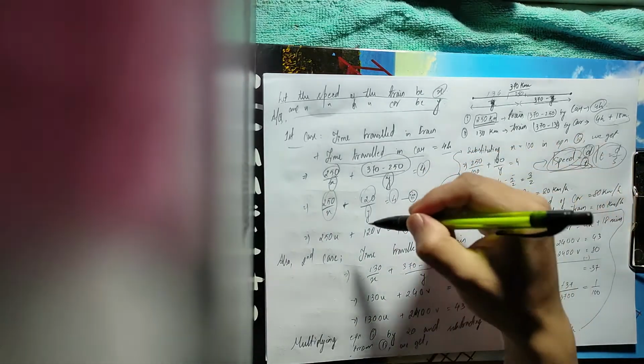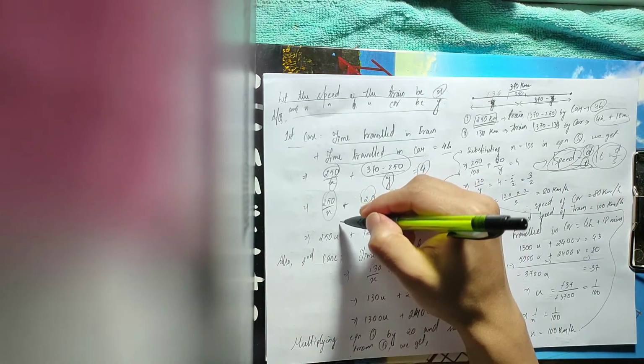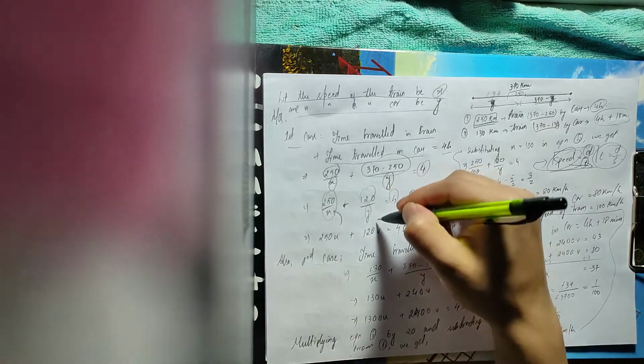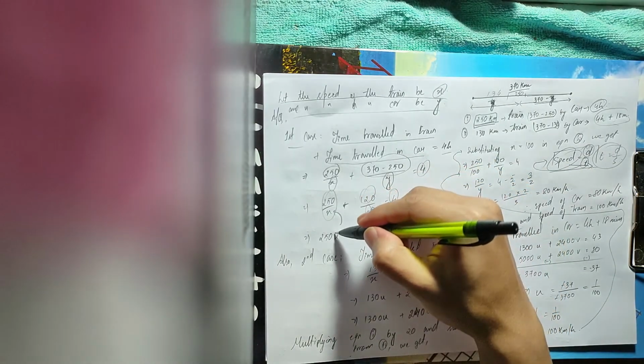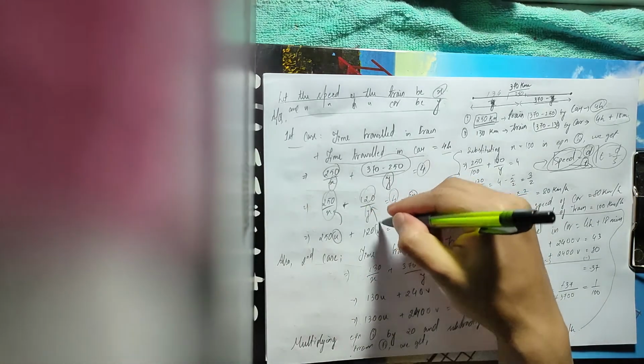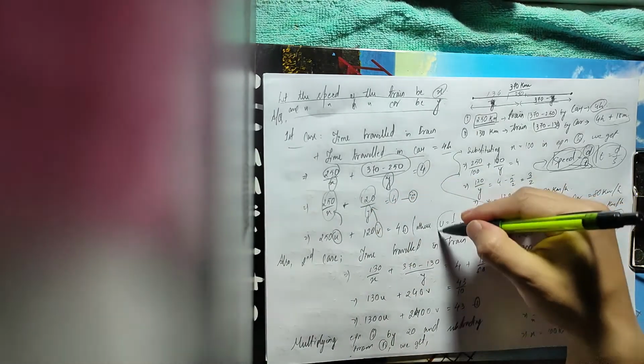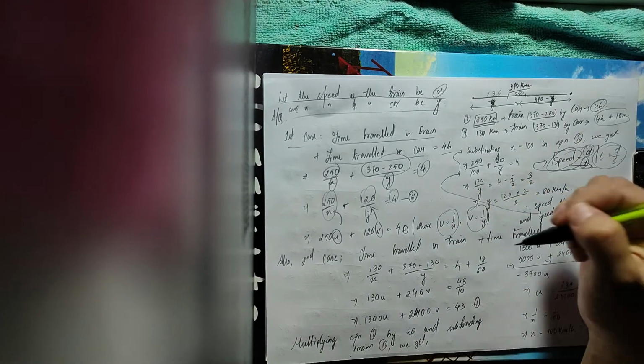If you remember, in the previous videos I have already explained that if the variables are in the denominator, we introduce some other variables, such as u and v, where u is equal to 1 by x, and v is equal to 1 by y.